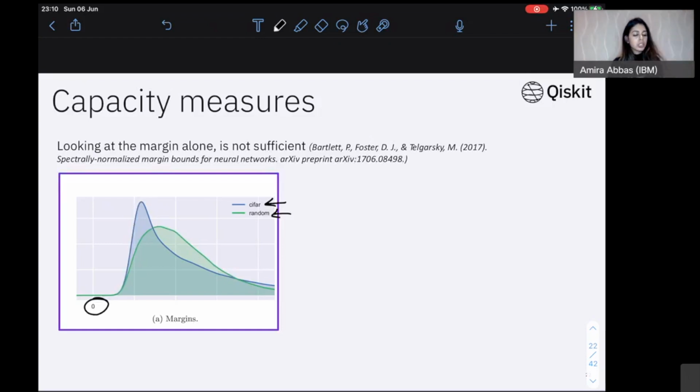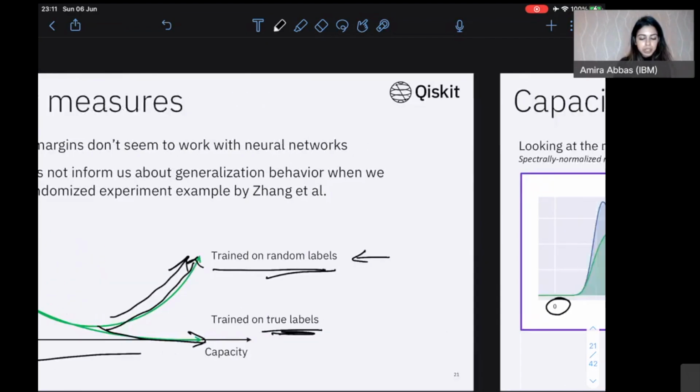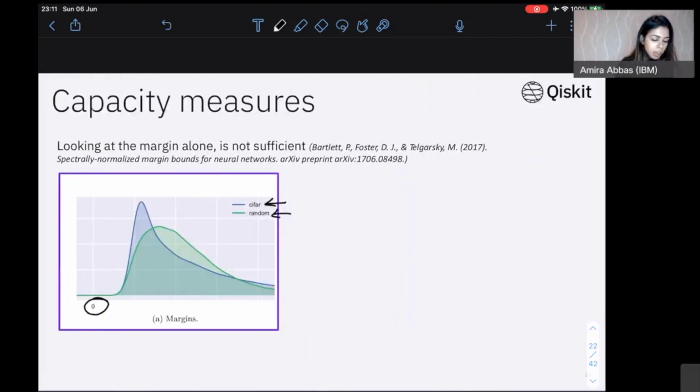And it doesn't really display the behavior that we want to see, right? We don't see this correlation between models trained on true labels versus models trained on random labels. We don't see the overfitting behavior and the real behavior that we should see with true labels. We just see poor margins for both settings.